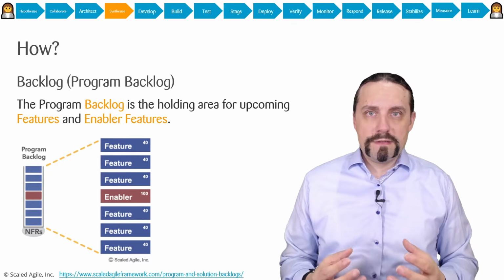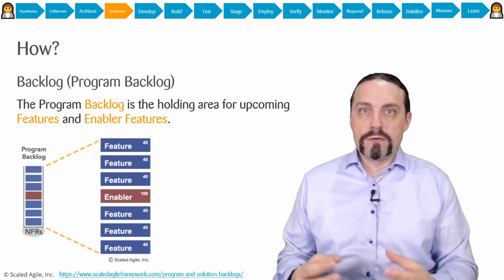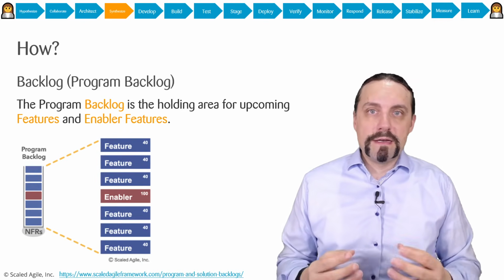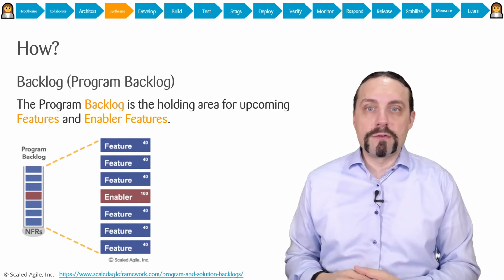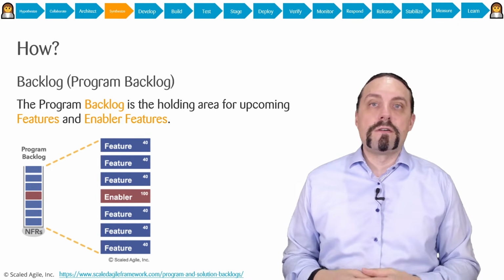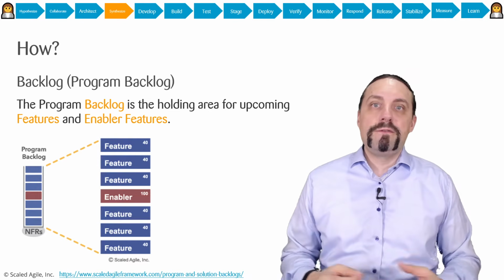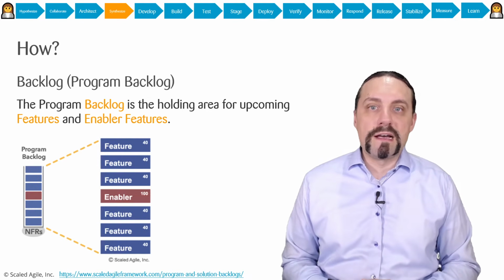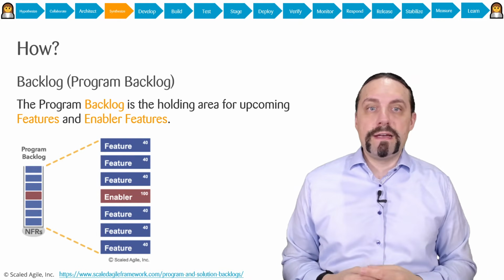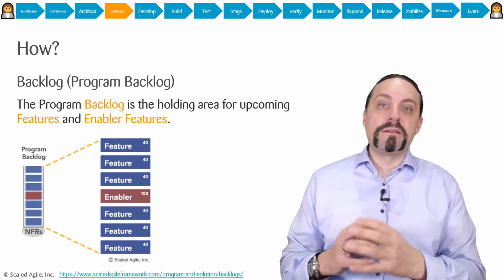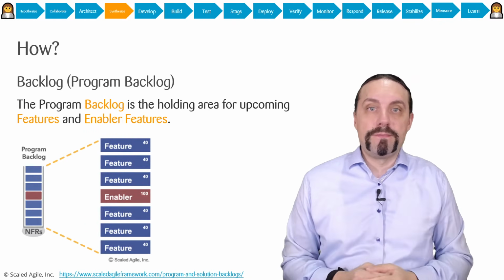So now that we have created all these features and also all of these enabler features, we need to put them into a backlog. As I said, when you are a small team, only one team, then you have a team backlog. If you have multiple teams, then you will have a program backlog. The program backlog is the holding area for all upcoming features or also enabler features, as you can see here.